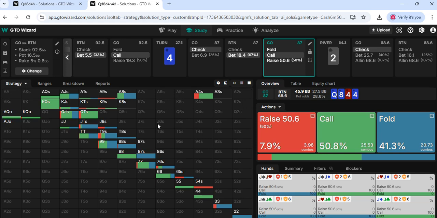All right, guys? I thought this was a good primer to introduce the unnatural double barrels, specifically in the cutoff versus button 3-bet formation. This gives you an idea of what you need to be thinking about for the future and how you can mimic a solver, but also use the concepts from the solver to understand why it's doing what it's doing.